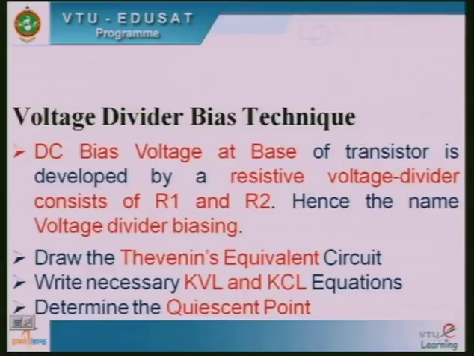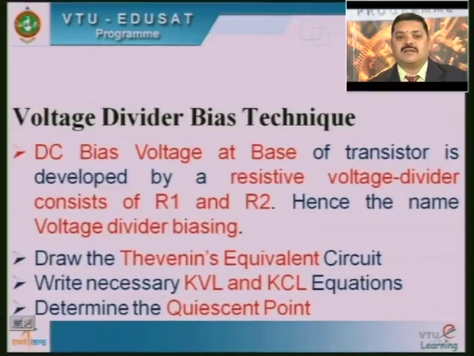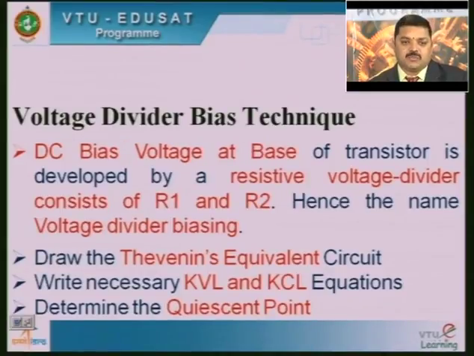So, here I have considered: draw the Thevenin's equivalent circuit, write the necessary KVL and KCL equations, determine the quiescent point. All these are applicable to one technique of voltage divider bias, which is the precise voltage divider bias network circuit. We will see that later, right.